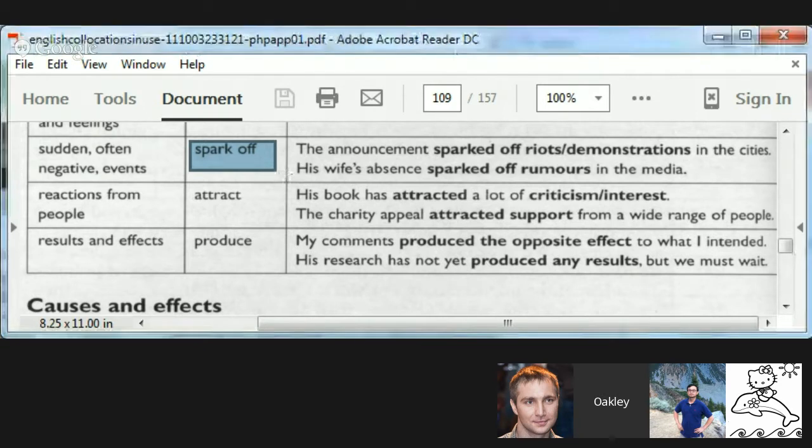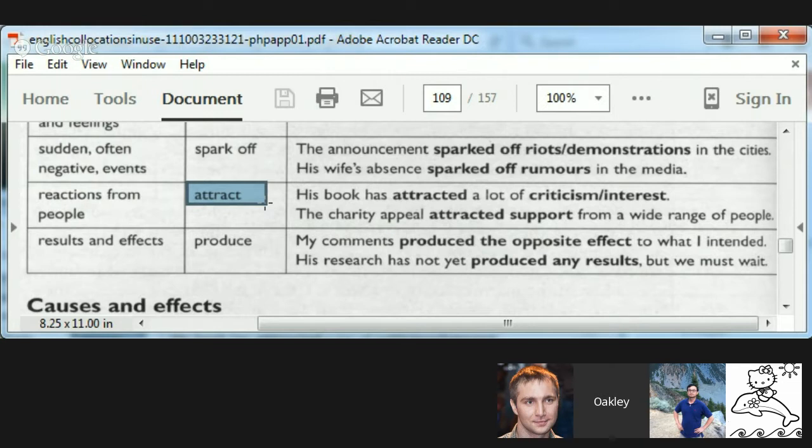Moving on, Hogan, talking about reactions from people: to attract. His book has attracted a lot of criticism or interest. The charity appeal attracted support from a wide range of people. It caused a reaction, and these are very strong collocations as well. Attract criticism, attract interest, attract support. These three. I'm trying to think if there's any others.